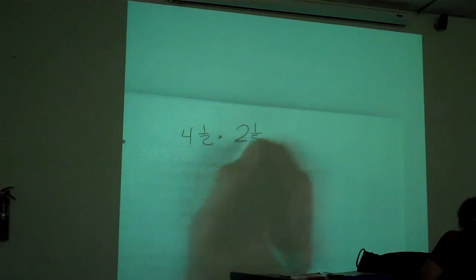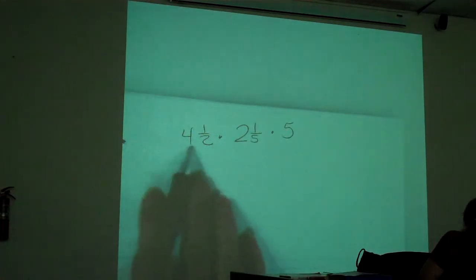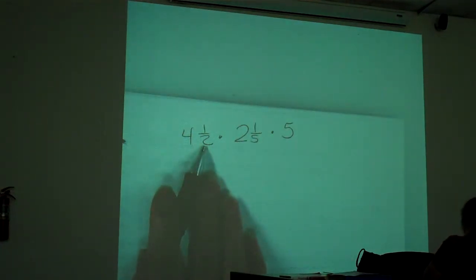Somewhere there's 3 numbers. You need to do an estimate and an exact. Let's do 4 1/2 times 2 1/5 times 5. That's actually number 9 in the book.